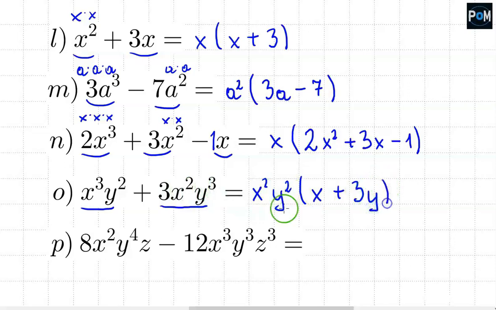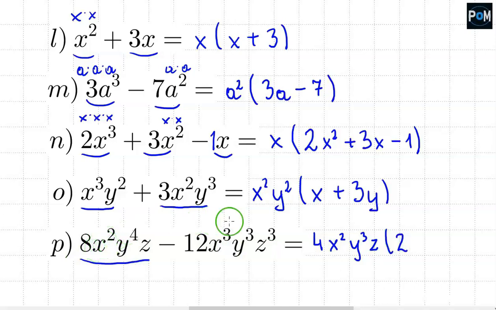And the last example to wrap up the video, here we can factor out a lot, because from 8 and 12, we can factor out 4. From x's, there is x squared, and here is x cubed, so I can take an x squared out in front of the bracket. If there is y to the 4th and y to the 3rd, then I can exclude y to the 3rd. And here there is z to the 1st power, and here z to the 3rd power, so I can factor out a z as well. To match up to 8, I need to multiply this 4 by 2.